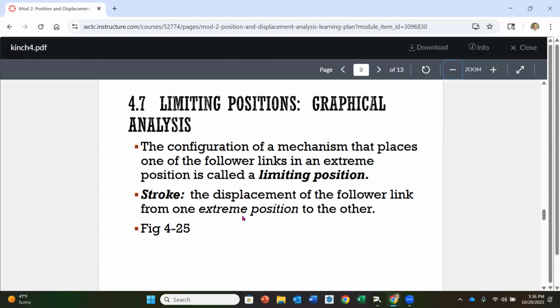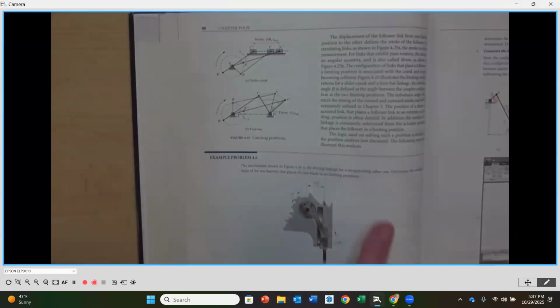Now, stroke is a very popular term that we use when we find the follower displacement, the total follower displacement from its furthest out position to its closest position when we have linear motion. So stroke is always going to be a linear displacement, where another term that we're going to find is throw, which is the angular displacement. Now, if we take a peek at figure 4.25, that's at the top of page 88 in your book. I'm going to go under my camera here. It's right at the top.